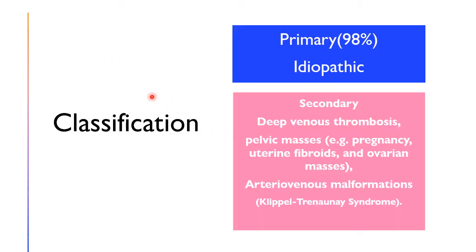Varicose veins, as I said, can be classified into primary and secondary. 98% of the veins are primary, in which the cause is not known. The secondary causes of varicose veins include deep vein thrombosis, pelvic masses, for example pregnancy, uterine fibroid and ovarian masses, and AV malformations, such as in the case of Klippel-Trenaunay syndrome.